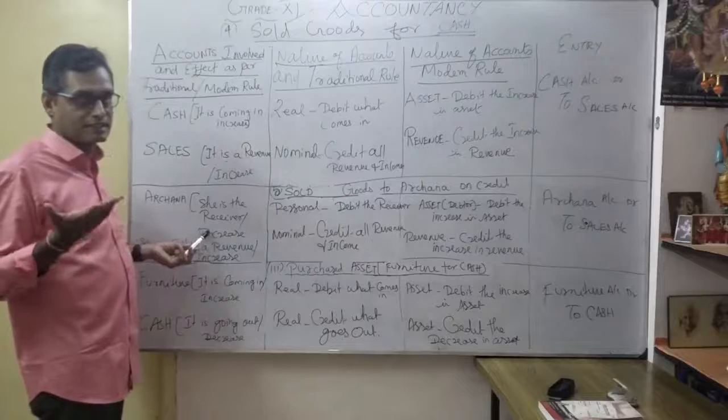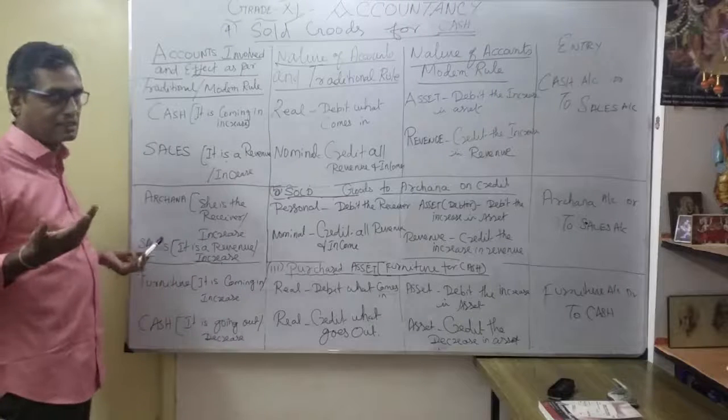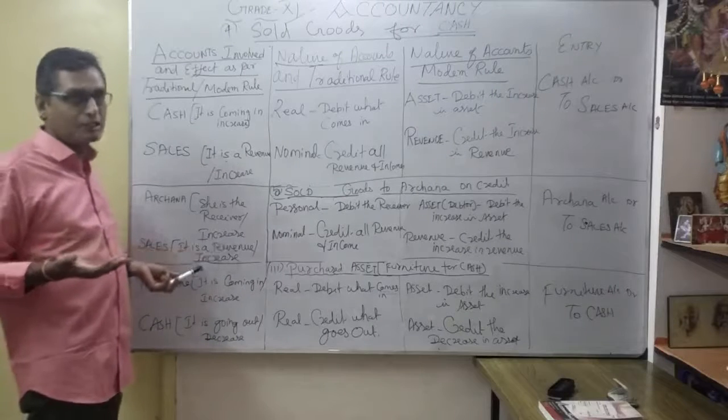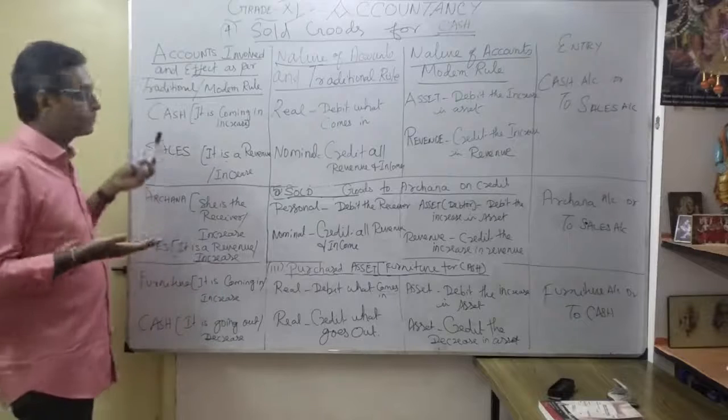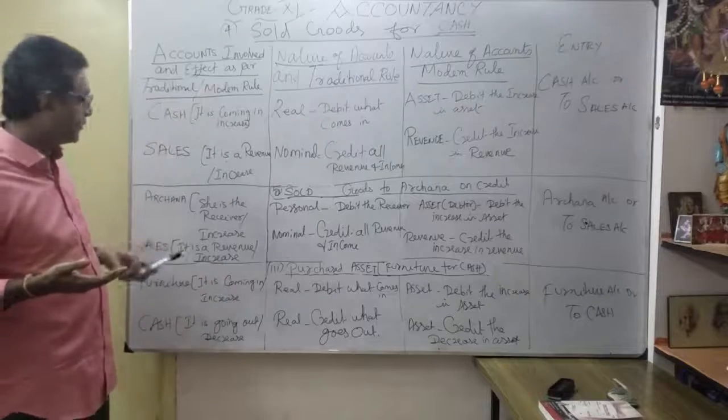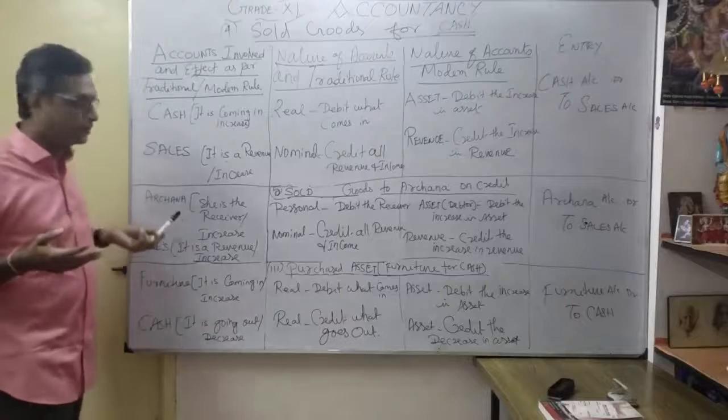So naturally it increases. Thereafter, coming under sales, it is coming under revenue. So here also, according to our modern rule, it increases. Understood? What are the accounts involved? Here, Archana and sales.